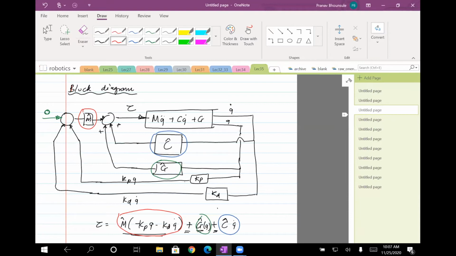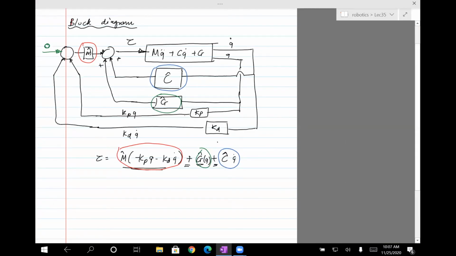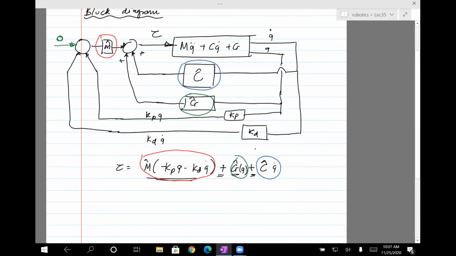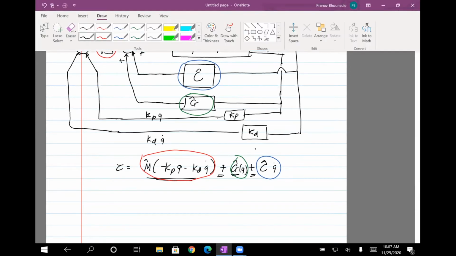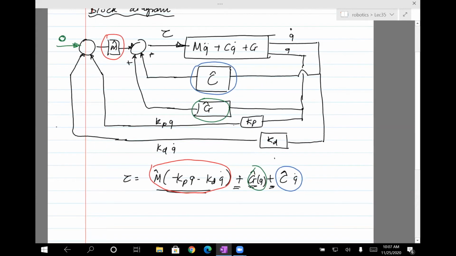Based on this equation, I drew a block diagram, which is how people communicate. And I realized that I made a mistake here. So here C is okay. C is multiplied with Q dot, so that's right. The G is okay, it needs information of Q. Kp times Q is also okay. Kd times Q dot is okay. However, you can see there's a minus sign, so I need to have a minus here and a minus there.